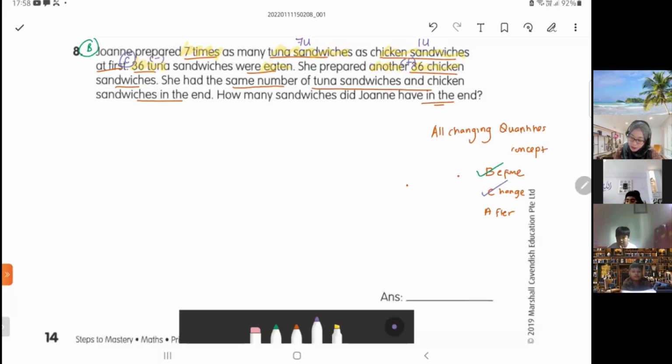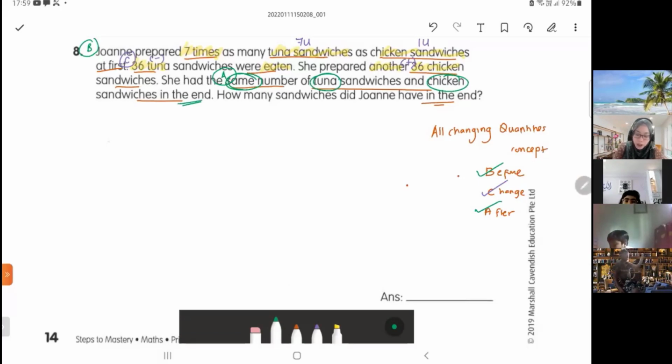Now let's look for the after. She had the same number of tuna sandwiches and chicken sandwiches in the end. So this is my A, my after. Same number of tuna and chicken in the end. After everything is done, same number. So what do I do with this question?